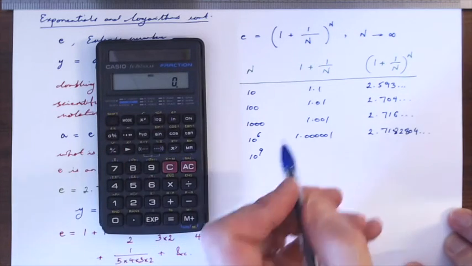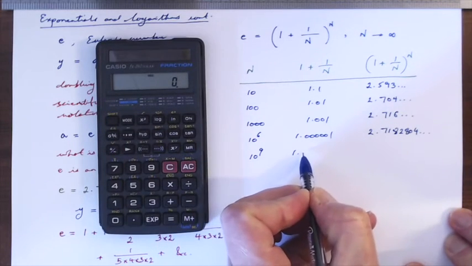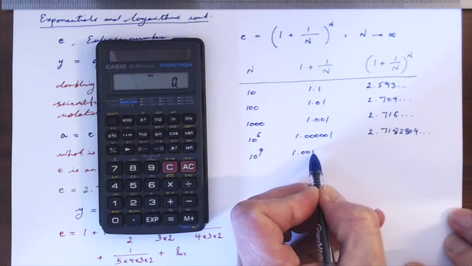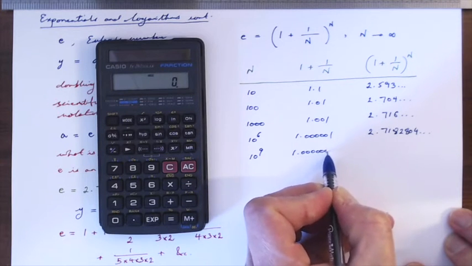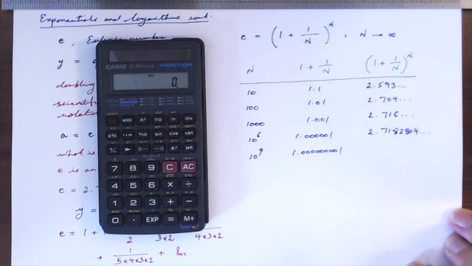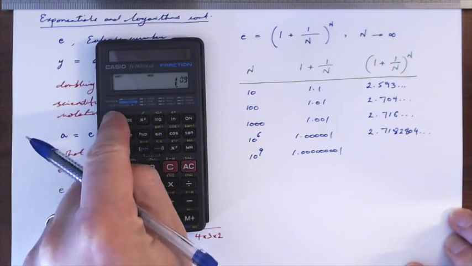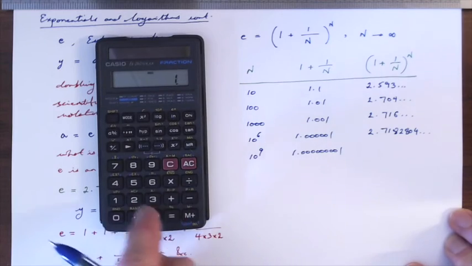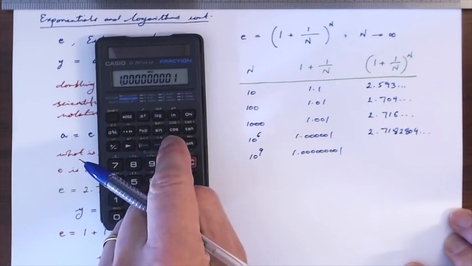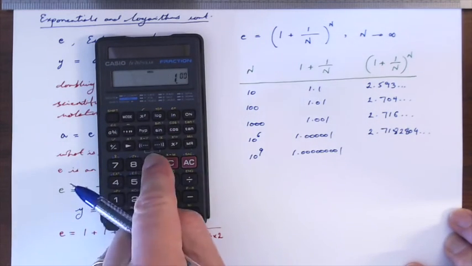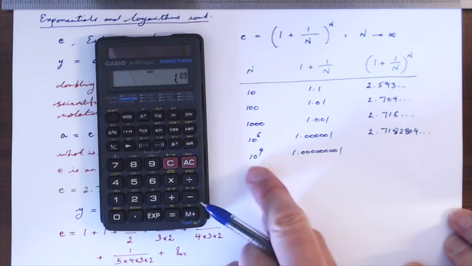And finally, just for fun, let's do 1,000,000,000 here. So 0.000000001. That is 1,000,000,000 inverse added to 1, and then I'm going to raise this to the power of 1,000,000,000. Multiply this number by itself 1,000,000,000 times.